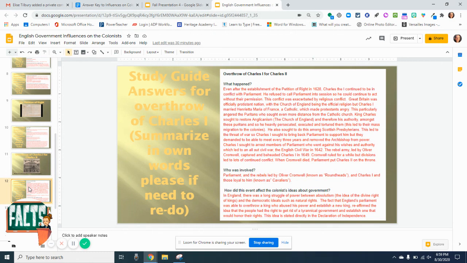Sorry, I wish I could summarize that more concisely, but again, it's a long and complicated history about the conflicts of religion in England.